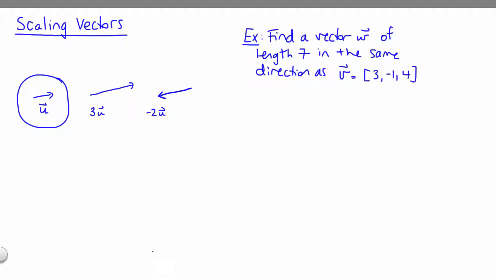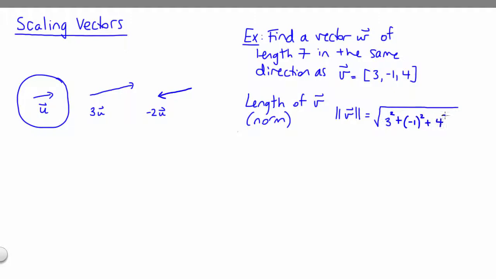Let's try an example. We're going to find a vector w of length 7 in the same direction as the vector v, which is (3, -1, 4). Let's start by calculating the length of the vector v. This is sometimes also called the norm of the vector v, and symbolically it is written like this. So the length is calculated by taking the square root of the following expression. So we've got the square root of 3 squared plus negative 1 all squared plus 4 squared. That gives us the square root of 26.